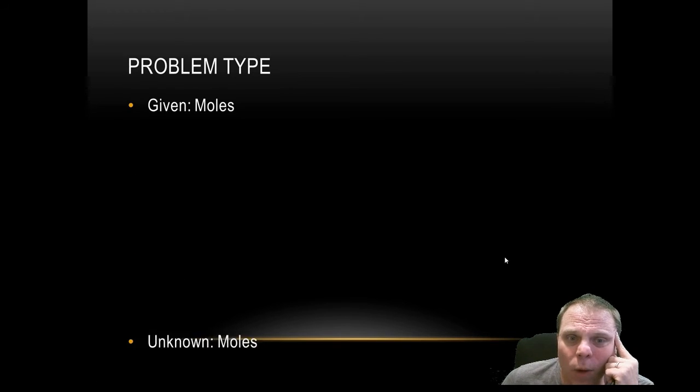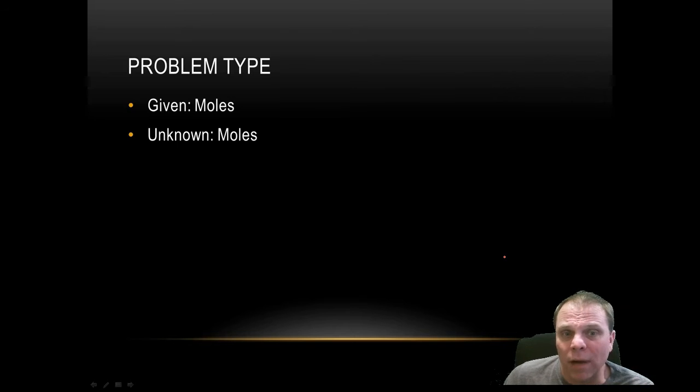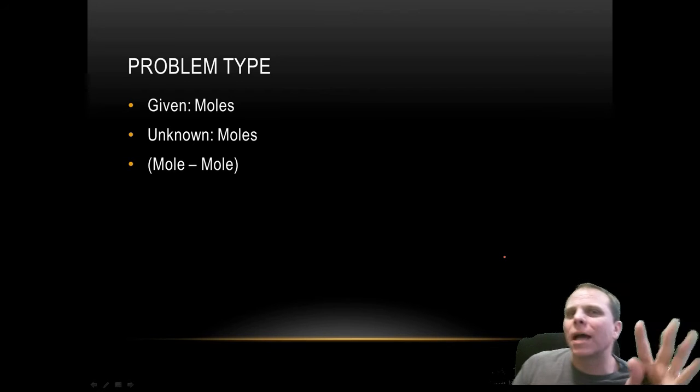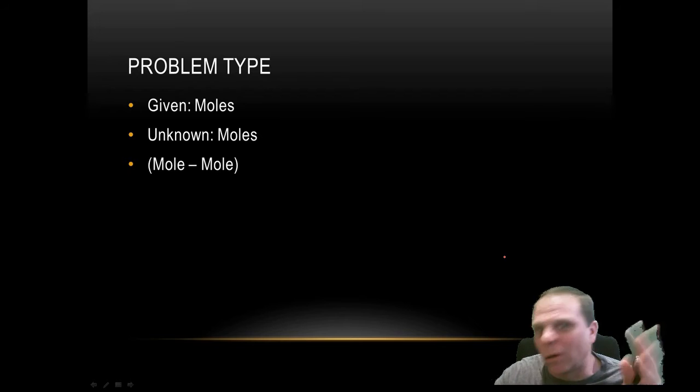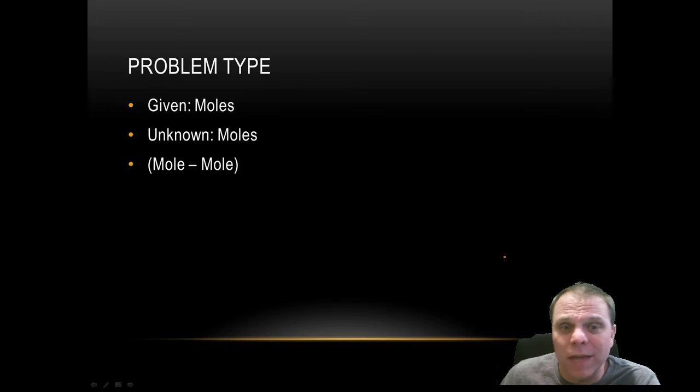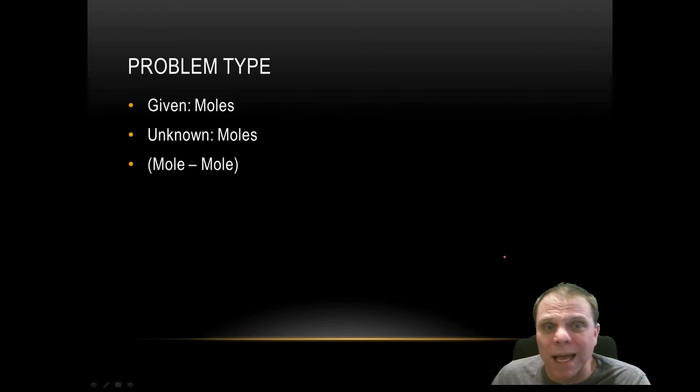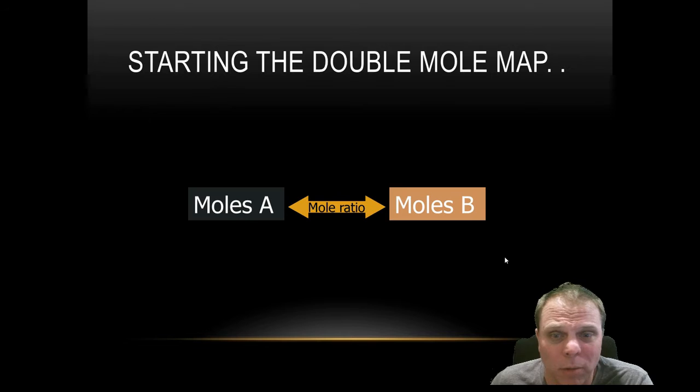All right, so let's say, what types of problems might I give you? I might give you a problem where I give you the moles and I ask for the moles, okay? That would be considered a mole-to-mole problem. There are lots of different types of stoichiometry problems where we're going from mole to mole, or mass to mole, or mole to mass, or mass to mass. If I give you the moles and I'm asking for the moles, we call this a mole to mole conversion.